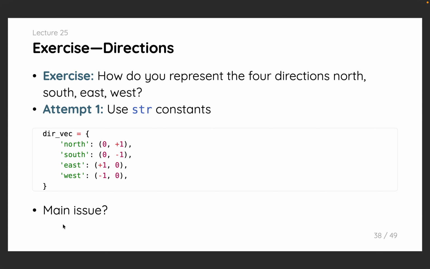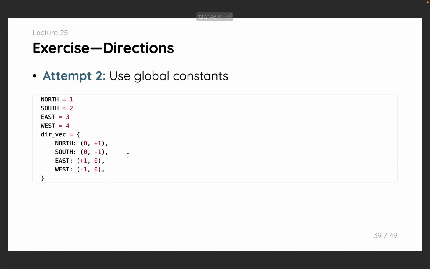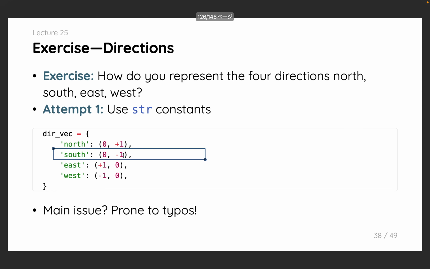Now what is the main issue with doing something like this? The main issue is that this is actually prone to typos. For example, you might type the keys incorrectly whenever you are using this dictionary over here. So how do we go around that?